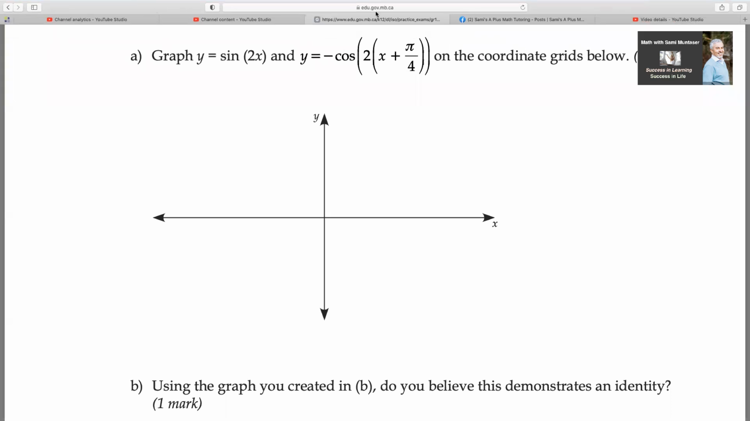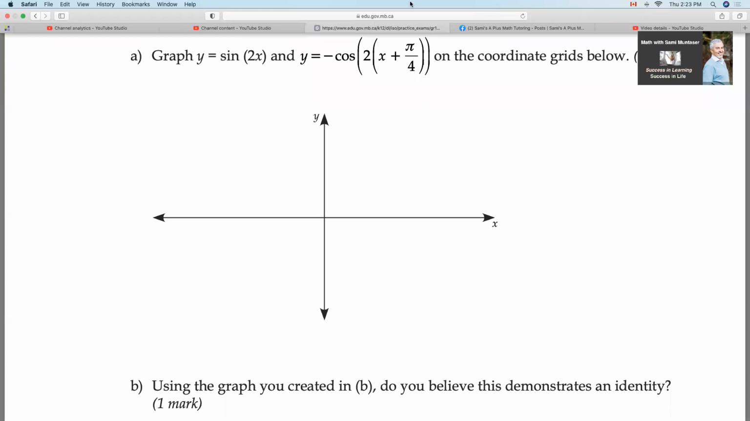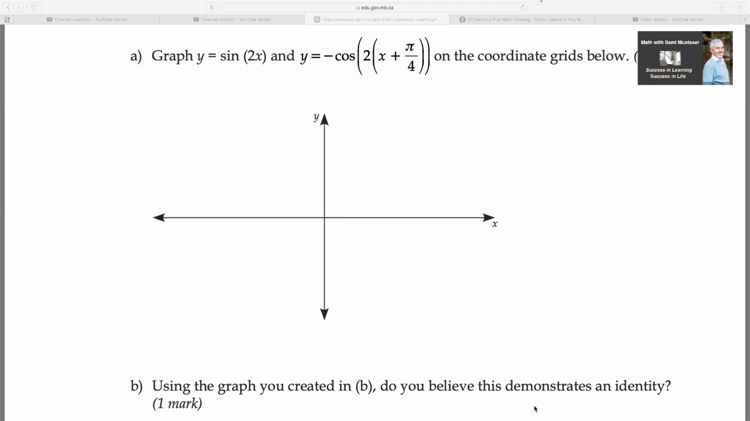So here what they're asking me is to graph both of these. And then the second part of the question: do you believe this demonstrates an identity? If it's an identity, that means this here should equal this. And if they're equal, then they must overlap, so they'll give you the same graph.